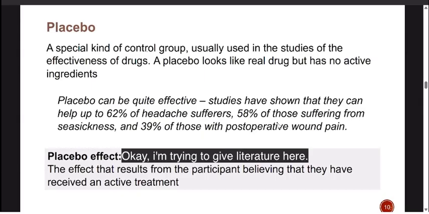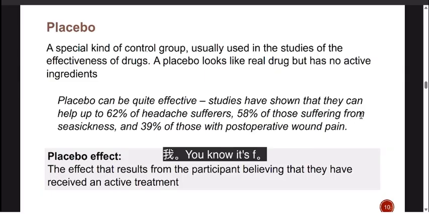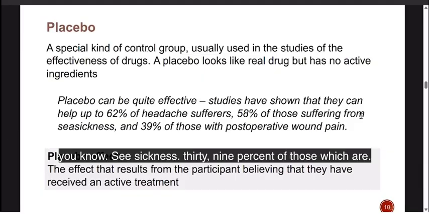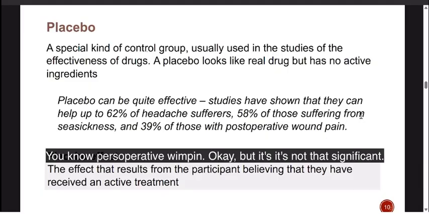Okay, I'm trying to give you literature here where studies show that placebo helped up to 62% of headache sufferers, 58% of those suffering from seasickness, and 39% of those with postoperative wound pain. Okay, but it's not that significant.